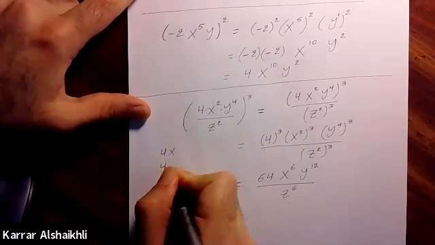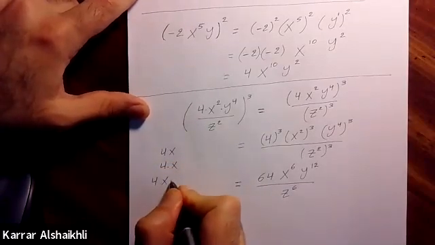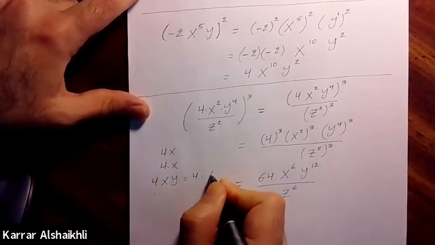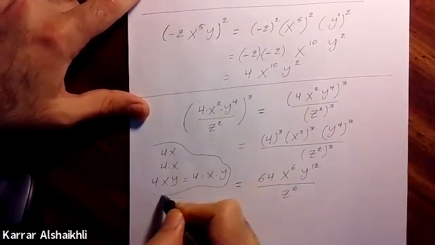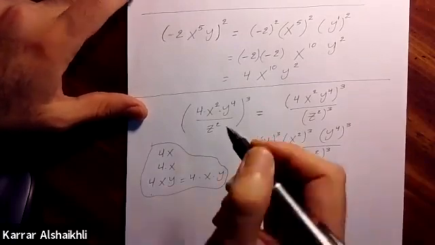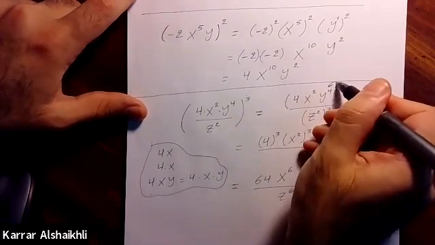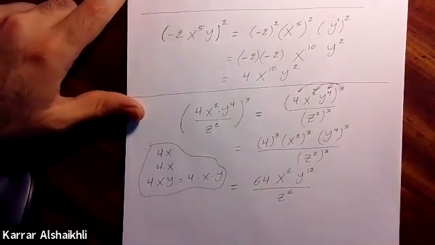Okay. Because it's multiplication. 4x, that means 4 times x. 4xy, that means it's the same thing, 4 times x times y. Okay, so keep this one in your mind. It's a multiplication. That's why when you distribute, you have to distribute on everything inside the parentheses.